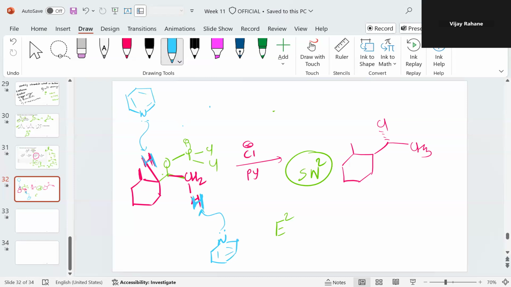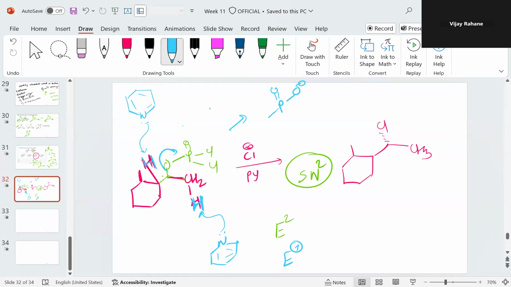And as you mentioned, E1 elimination can also be possible, but in which manner? Whether this entire group is eliminated and what will form? It might form P double bond O, O negative, then the Cl, but that's not a stable case with phosphorus for P double bond O also.